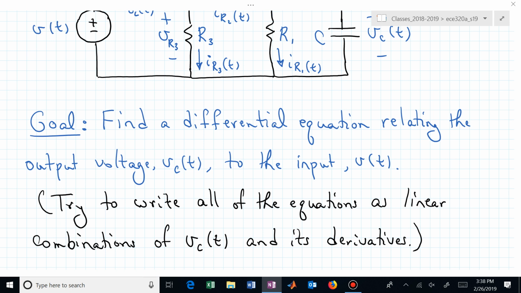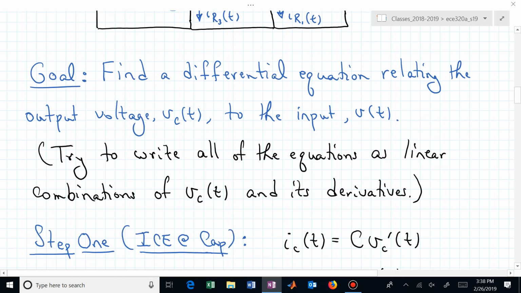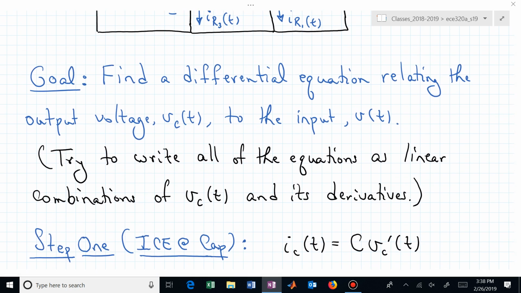You won't be seeing a V sub c triple prime. If you do, then you might say, ooh, did I make a mistake? Where is my error? And we're going to rely a lot on Eli and ice. So here's step one. We want to now describe or rewrite these different variables in our circuit in terms of V sub c and its derivatives.